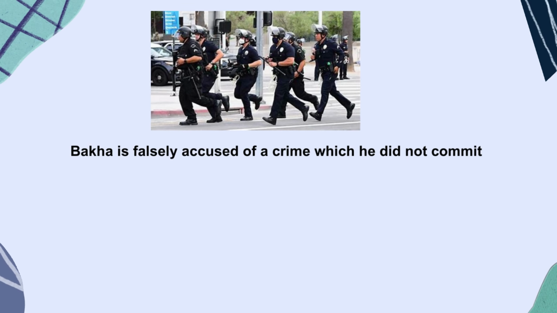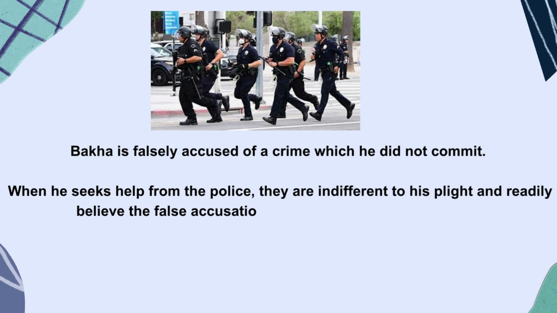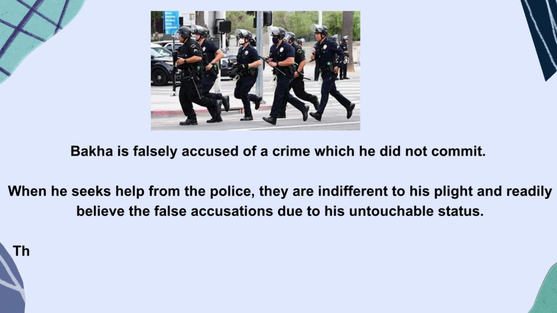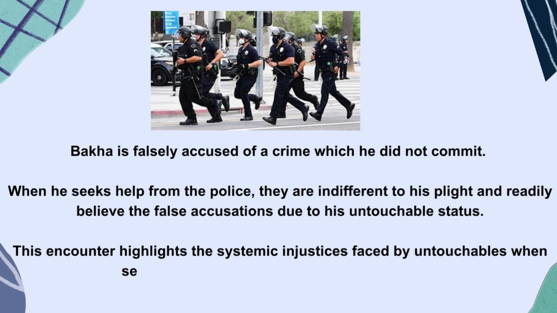Injustice and inequality. Baka is falsely accused of a crime which he did not commit. When he seeks help from the police, they are indifferent to his plight and readily believe the false accusations due to his untouchable status. This encounter highlights the systemic injustices faced by untouchables when seeking justice within the caste-based society.